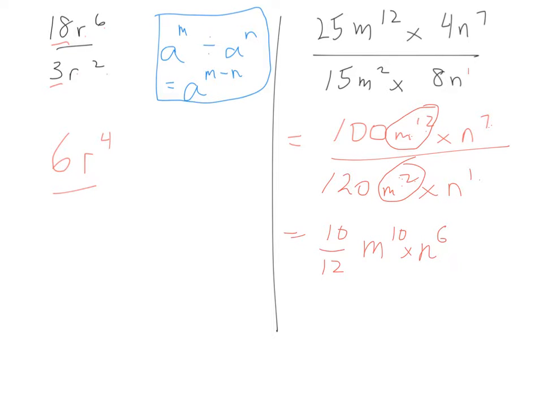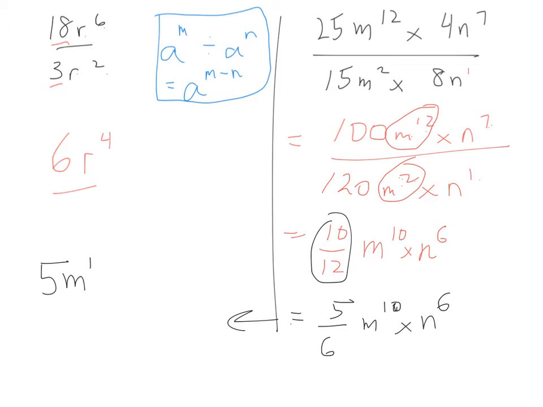And then we've got to simplify even further. 10 over 12 simplifies to 5 over 6. And we'll have m to the power of 10 times n to the power of 6. And we can even write this a slightly different way. I'm going to write it over here. We'll put that as being 5m to the power of 10 n to the power of 6 over 6. That's the other way we can write that.